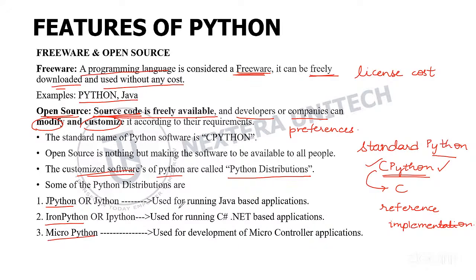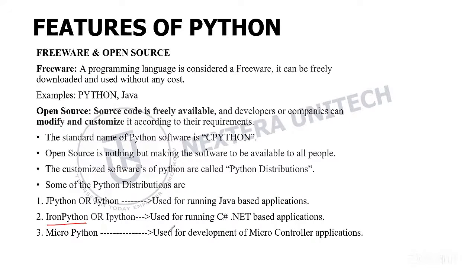Jython is used for running Java-based applications. So these applications run or work on the JVM, which is the Java Virtual Machine. And this allows Python to interact with Java libraries. So when you want the integration of Python and Java, you can use Jython. And when it comes to IronPython, it is used for running C# .NET based applications. So this works on the .NET framework, and it allows Python to access .NET libraries. So when you want to integrate Python and C# .NET, you can use IronPython.